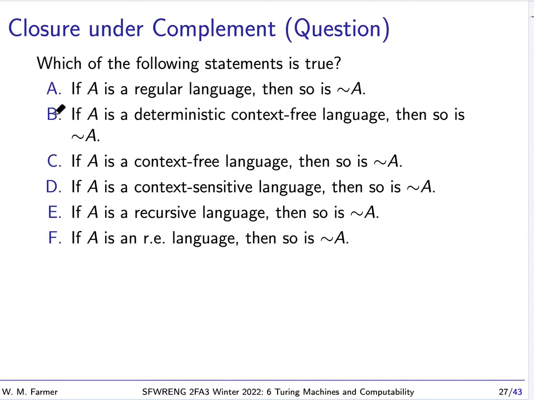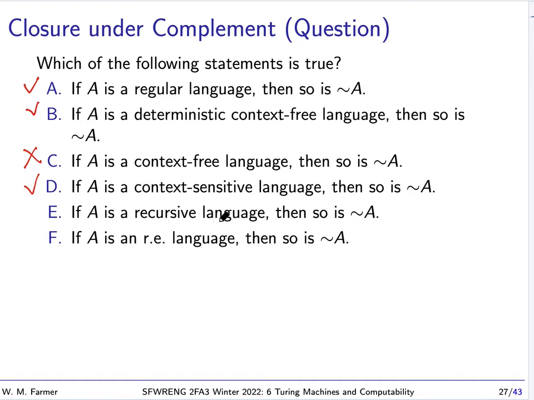Okay, welcome back. So A says that regular languages are closed under complement. We know that is true. B says deterministic context-free languages are closed under complement. We know that is also true. C says context-free languages are closed under complement. That is not true. D says that context-sensitive languages are closed under complement. That is true.